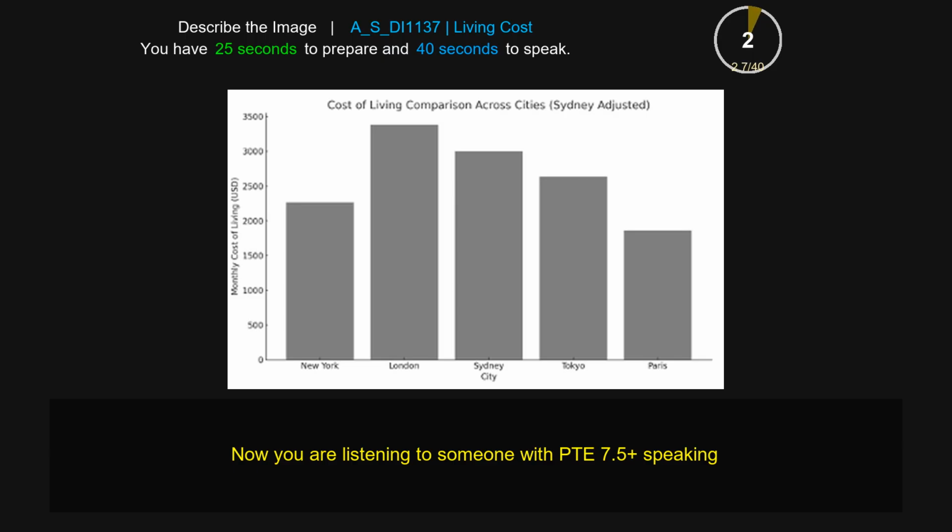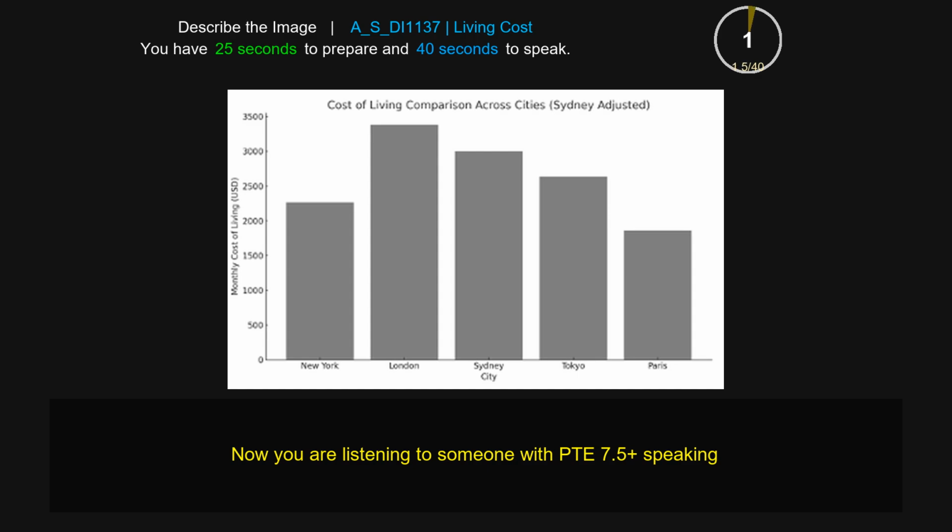The image provided is a bar graph, which gives information about the cost of living comparison across different cities around the world. While the x-axis talks about the different cities, New York, London, Sydney, Tokyo, and Paris, the y-axis talks about the cost of living, money, in USD. It is clearly evident that London has the highest cost of living, which is less than 15,000, followed by Sydney, which is around 3,000. Conversely, Paris has the least cost of living, which is around 1,500. Another interesting point is that New York has a cost of living around 2,000 to 2,500. Overall, this image illustrates the cost of living.